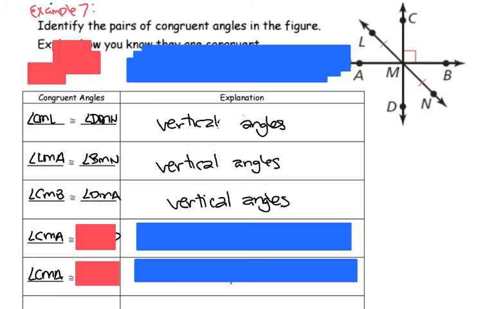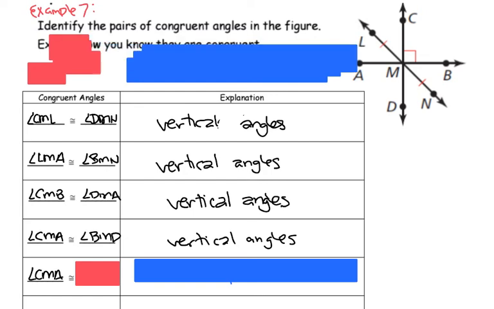Next one, angle CMA. So this whole thing, CMA. What would be congruent to CMA? Well, we're going to look at BMD. Again, the reason why BMD is vertical to CMA is because they are vertical angles.